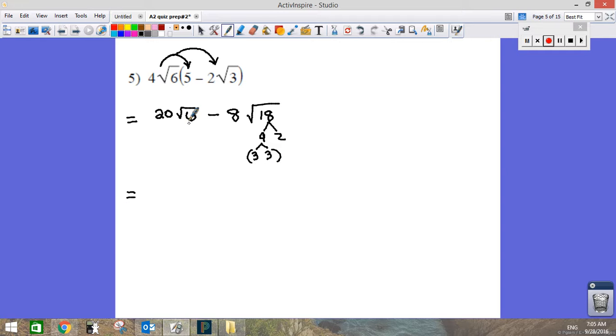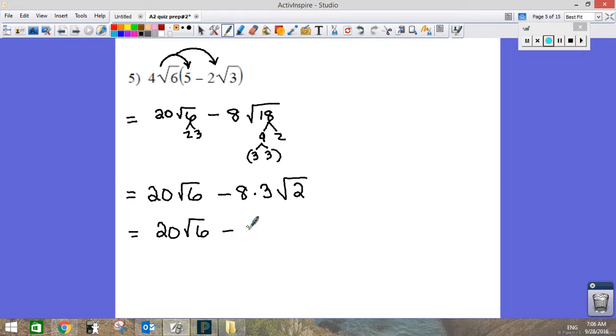So this first term, the 2 times 6, that doesn't have a pair of numbers, so we just have to leave this as 20 times the square root of 6 minus 8. But this 3 now comes out of the radical, and we have 8 times 3, and what didn't come out was the 2, so it's times the square root of 2. So we have 20 times radical 6 minus 24 times radical 2. And we can't simplify that any further.